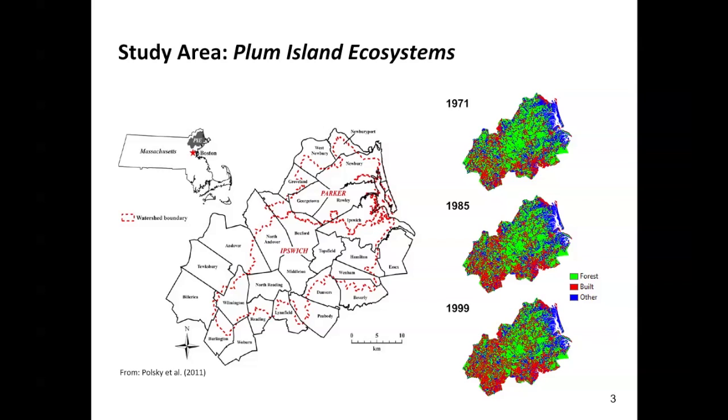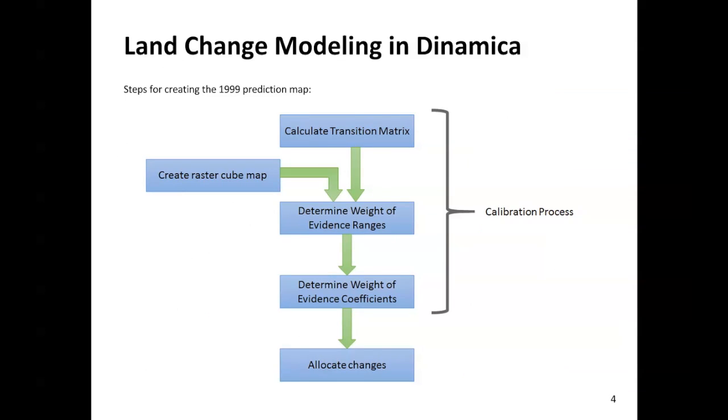Our study area in this demonstration is the Plum Island ecosystems located north of Boston, Massachusetts. There are 4 steps in creating the predicted land cover map: calculate transition matrix, determine weights of evidence ranges, determine weights of evidence coefficients, allocate change.